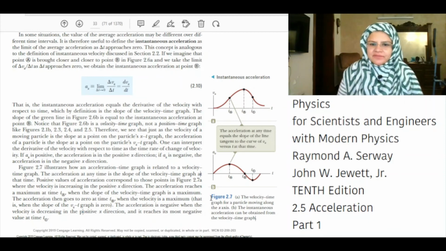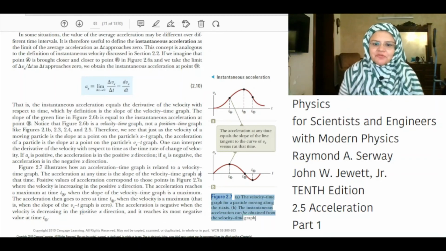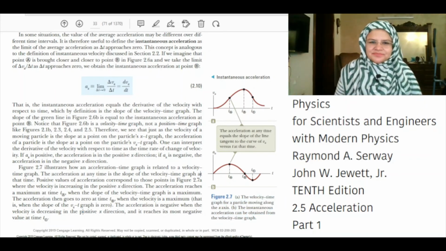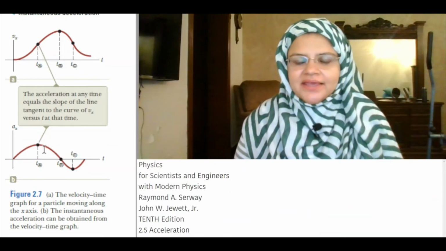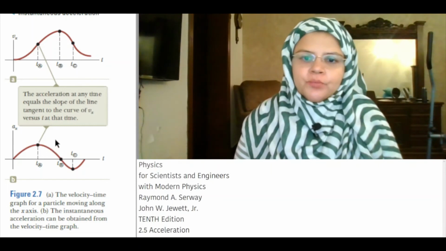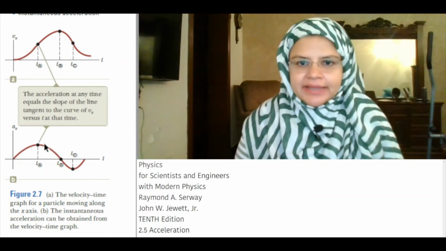Figure 2.7, Part A, the velocity-time graph for a particle moving along the x-axis. Part B, the instantaneous acceleration can be obtained from the velocity-time graph. The acceleration at any time equals the slope of the line tangent to the curve of vx versus t at that time. Figure 2.7a is the velocity-time graph. Figure 2.7b is the acceleration-time graph.